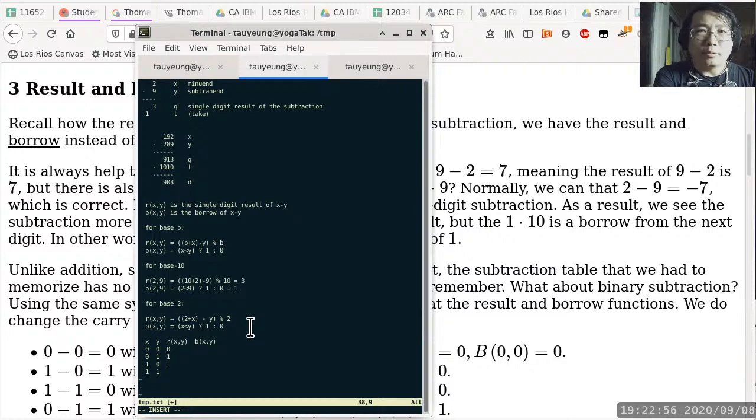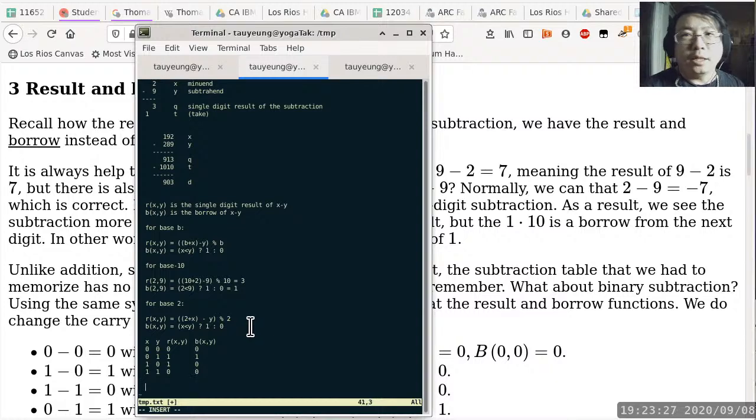1 minus 0 has a single digit result of a 1, and that's pretty easy to understand. 1 minus 1 has a single digit result of a 0. So now we move on to the b, or the borrow function. 0 minus 0 has a borrow of 0 because 0 is not less than 0. 0 minus 1 has a borrow of 1. 1 minus 0 has a borrow of 0. 1 minus 1 also has a borrow of 0.